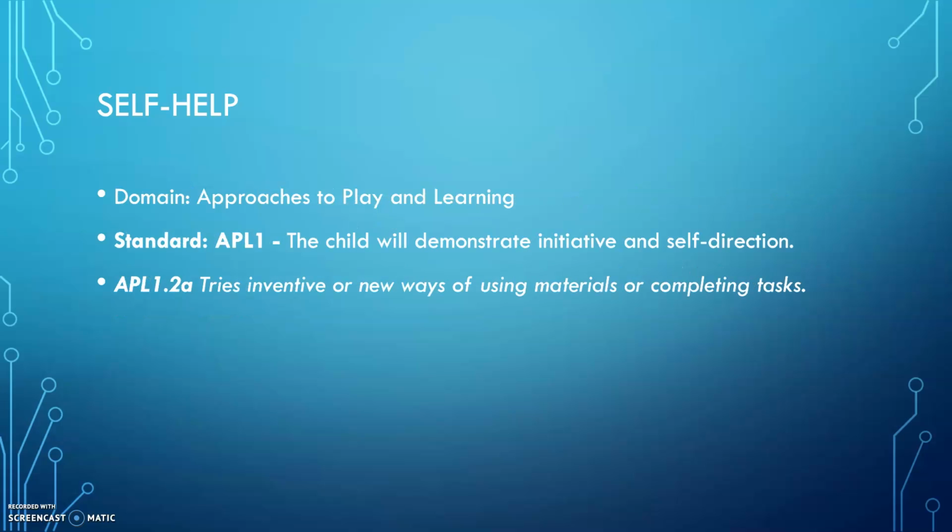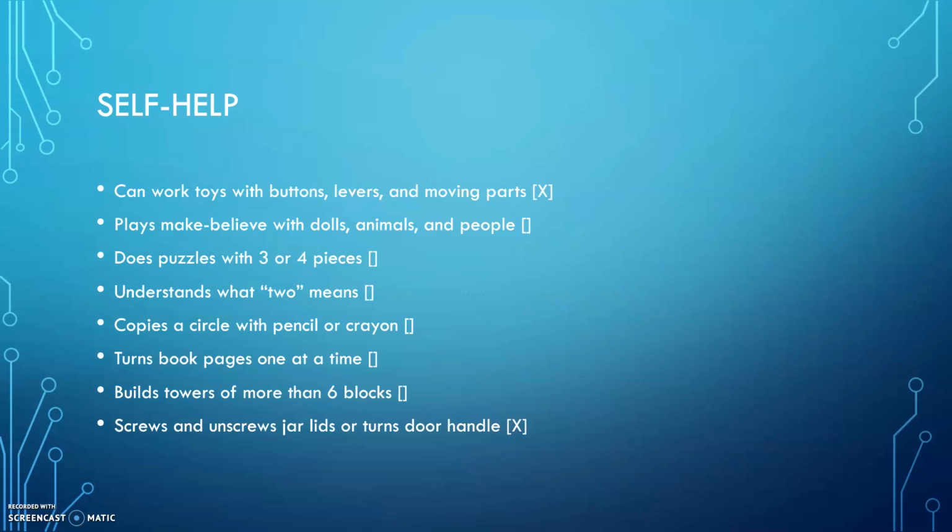Domain. Approaches to play and learning. Standard. The child will demonstrate initiative and self-direction. Indicator. Tries inventive or new ways of using materials and completing tasks. Once again, I have included the developmental checklist for self-help.